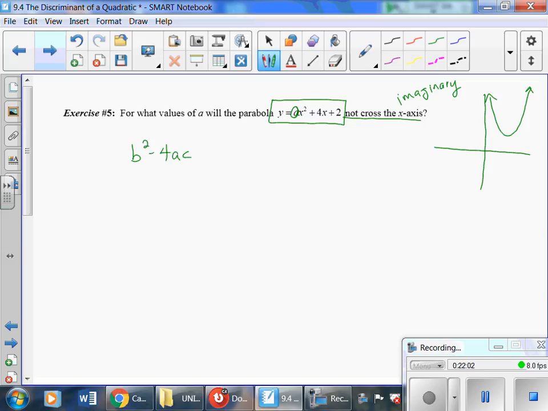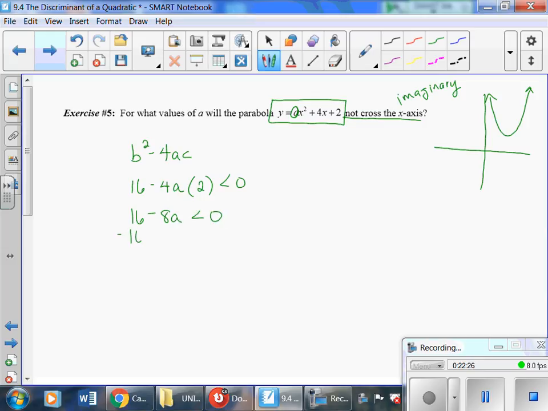Now beware that a is the same a that we have in our equation. So b squared is 16 minus 4 times a times c, which is 2. So it's 16, and we know this has to be negative. So it has to be less than 0. All right, so what do we have? We have 16 minus 8a has to be less than 0.